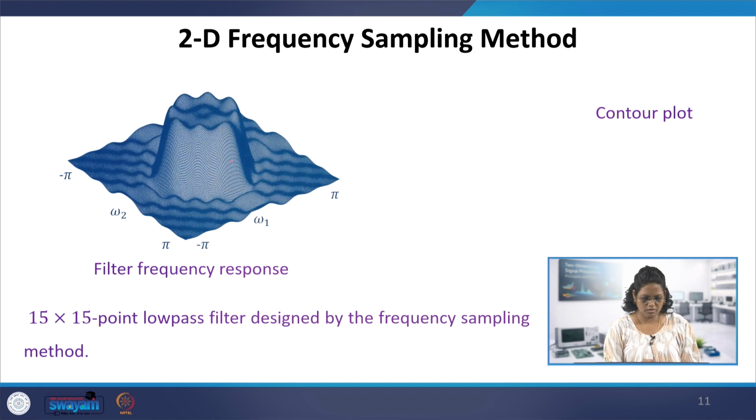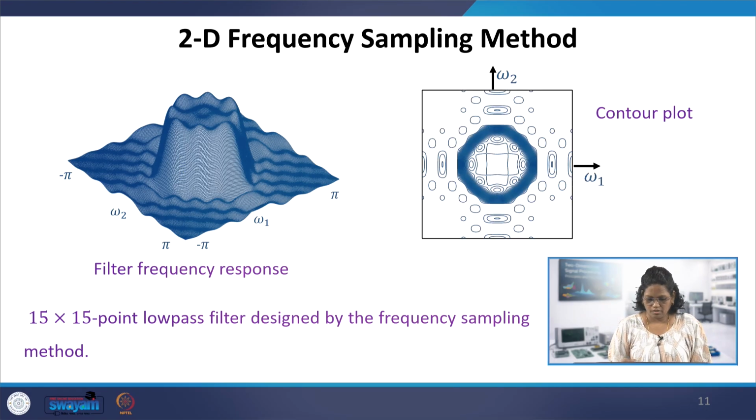So this is the filter structure which is designed, the 15 by 15 point low pass filter. In this case, you can have the ripple, the passband ripple. You can see this is not a very fine ripple which we have. For the case of circularly symmetric, you can see the ripples all over here, in the passband as well as the stop band, and the contour plot is also shown over here, the corresponding contour plot.